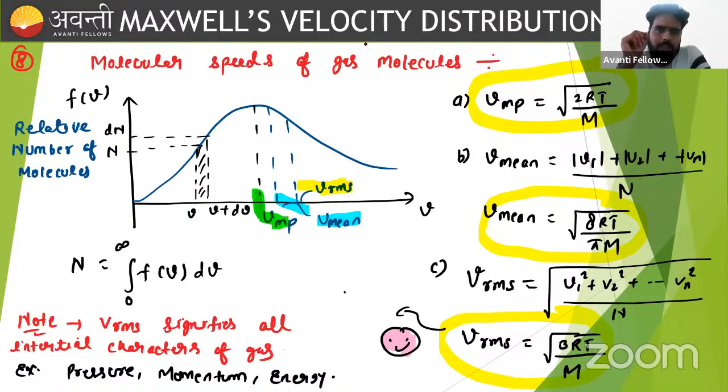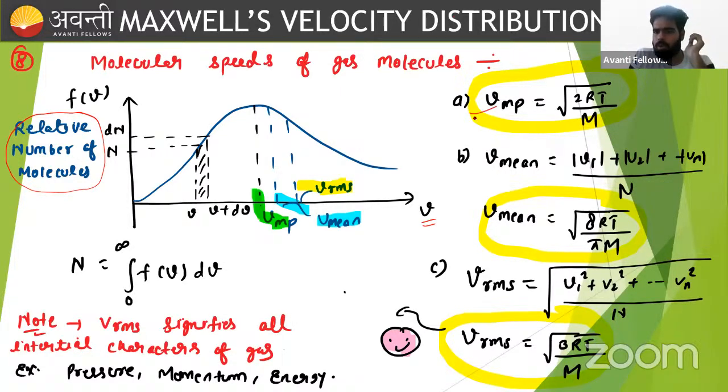This is the Maxwell distribution curve. Actually, what is the importance of this curve, beta? This curve describes the velocity of the molecules, which type of velocity, and how many molecules carry which type of velocity. Actually, this is the probability distribution curve. On the y-axis we consider the relative number of molecules, and on the x-axis we consider the speed or velocity. Okay, there are basically three types of molecular speed we have to learn.